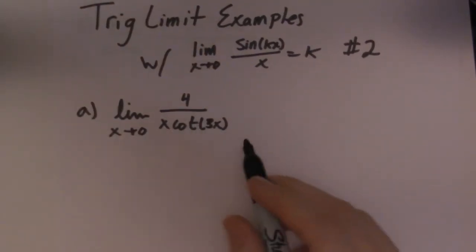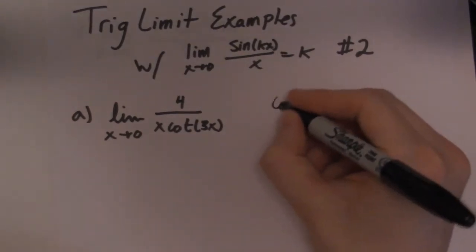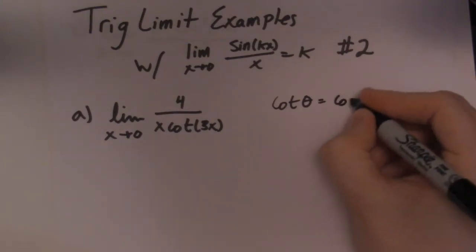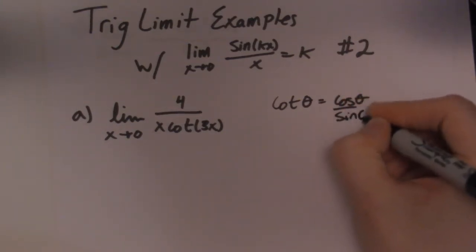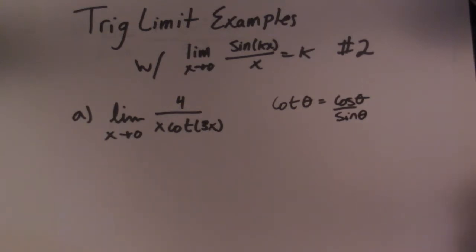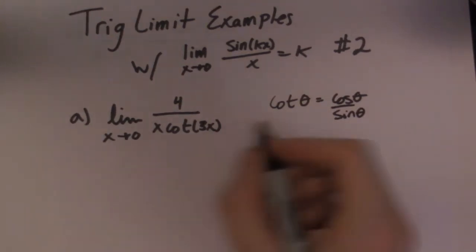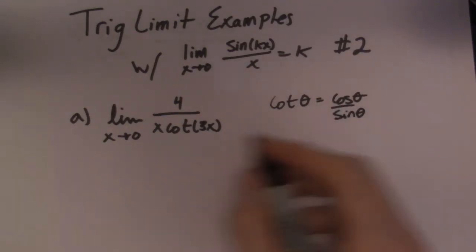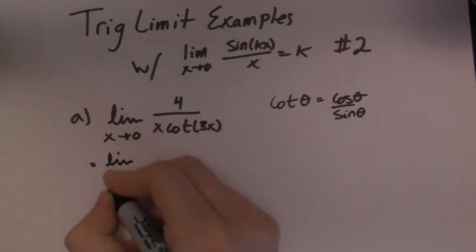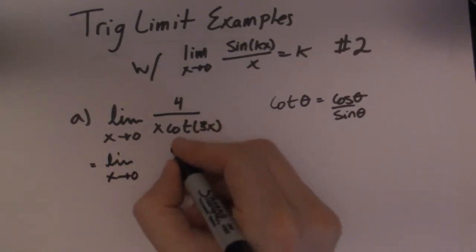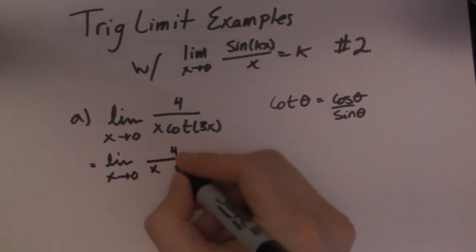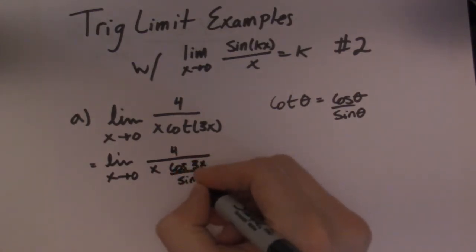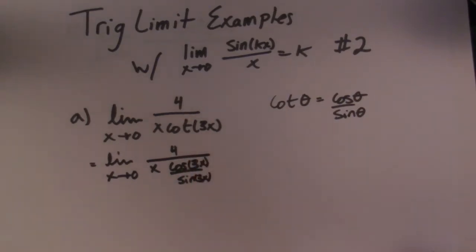I've got cotangent here, so one of the identities that hopefully you've learned before is that cotangent theta is equal to cos theta over sine theta. It's just the reciprocal of tan theta, which is sine over cos. How I remember that is C matches with the C, cos on top. And then we have the limit as x goes to 0 of 4 over x times cos 3x over sine 3x. So I changed it right there.